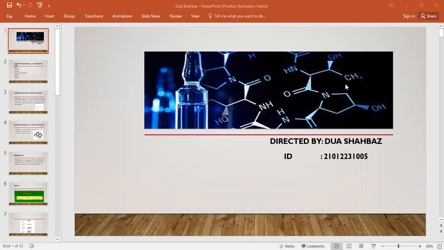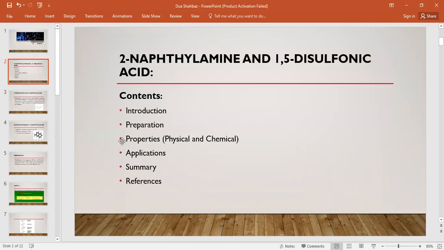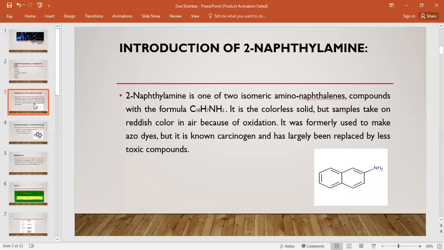Today I am here to present the chemistry of some compounds like 2-naphthylamine and 1,5-disulfonic acid. To start every topic, first of all, we see contents. Contents mean under which headings we cover our whole topic. Here we have the contents like introduction, preparation, properties, and we all know that there are two types of properties in chemistry, that is physical or chemical. Applications, summary, and references. We start with the basic introduction of 2-naphthylamine.